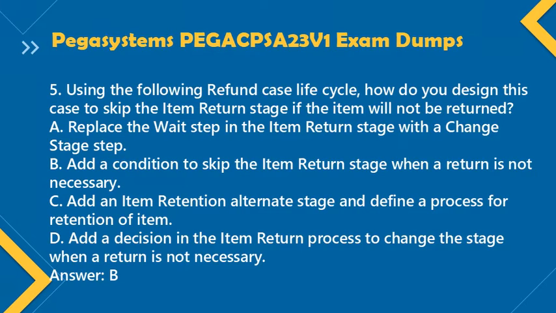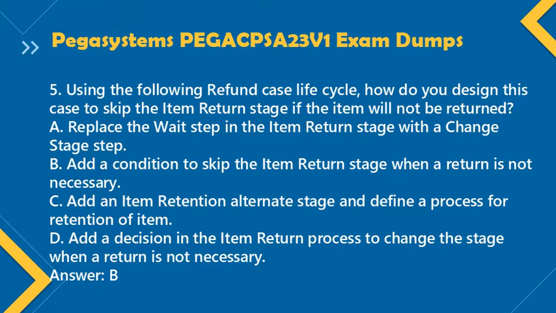Question 5. The correct answer is B. Add a condition to skip the item return stage when a return is not necessary. Here's why. By adding a condition to skip the item return stage when a return is not necessary, you can control the flow of the case lifecycle based on certain criteria.